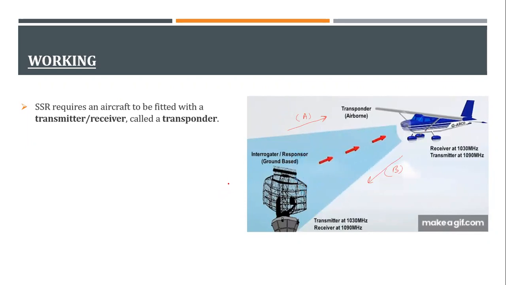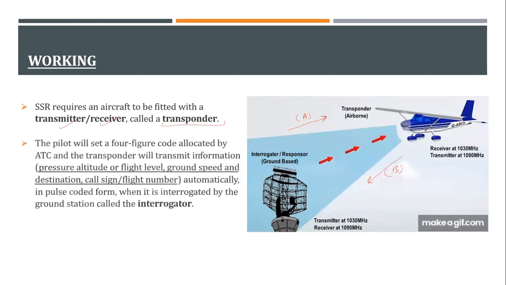What do we require for a secondary radar? We require these devices known as transmitter and receiver. Okay, transmitter and receiver together are known as a transponder. The transponder is the device which transmits the frequency. And what is an interrogator? The interrogator is the one which receives or identifies the frequency.